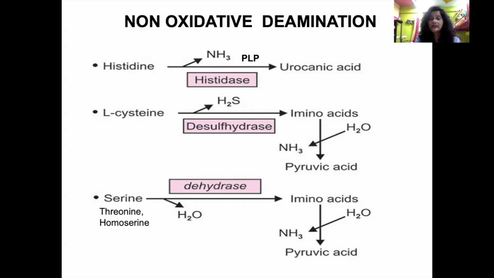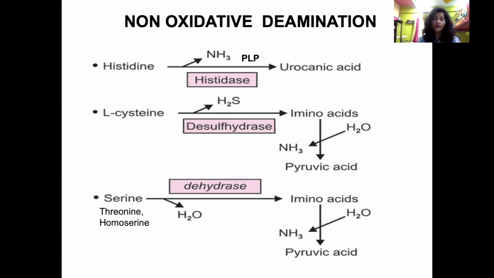Now, cysteine is a sulfur-containing amino acid. An enzyme which causes non-oxidative deamination of cysteine is known as desulfhydrase. So, in the first step, this desulfhydrase removes sulfhydryl H2S from the cysteine and converts it into the amino acid. Now, this amino acid can be easily deaminated to form pyruvic acid.